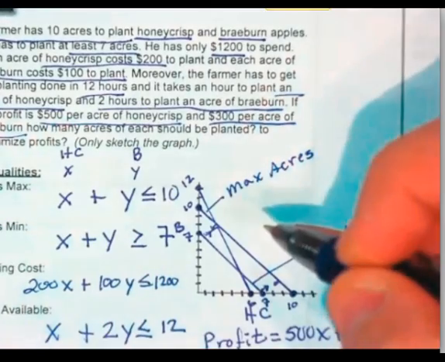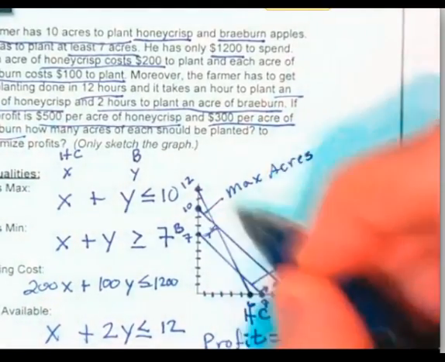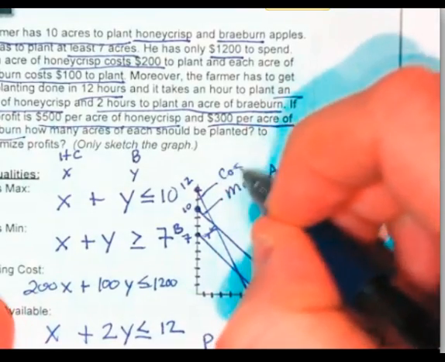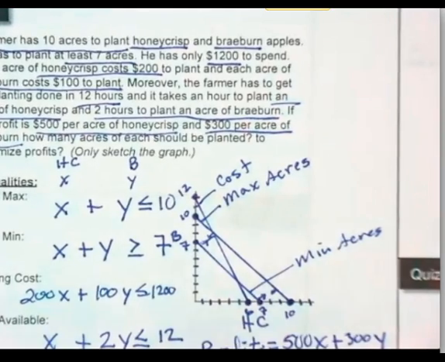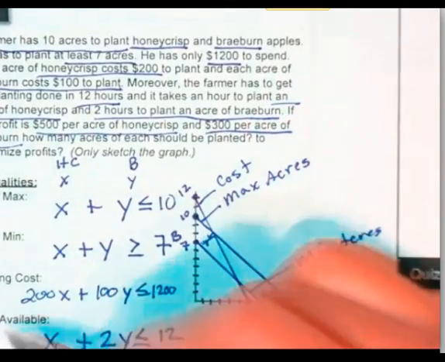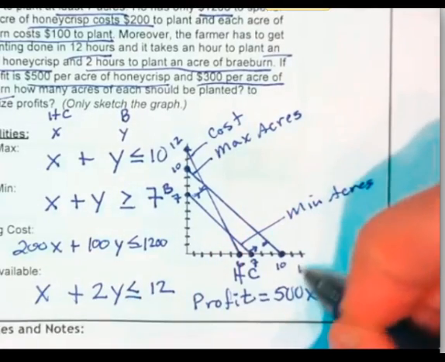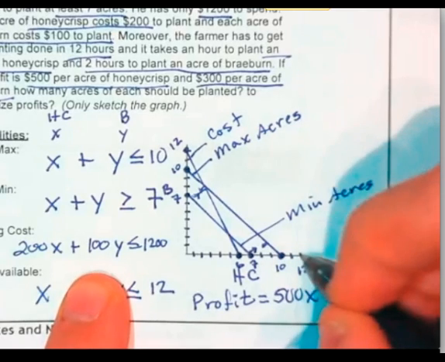Okay. And then the next thing is, we have one more. This line that I just drew here is talking about the planting cost. Last of all, we're going to graph the time available by its intercepts. The time available for the x-axis is going to be 12. You put 0 in for y, you cover up this, and you get x equals 12. So your x-intercept is at 12.